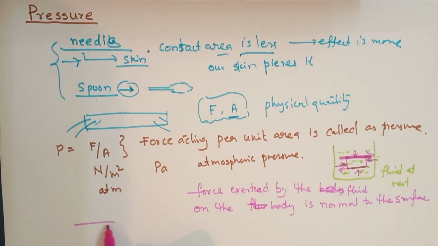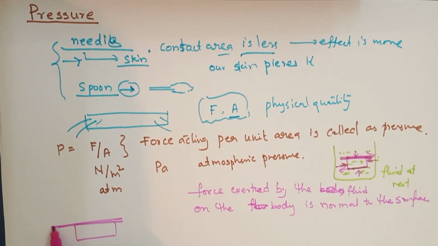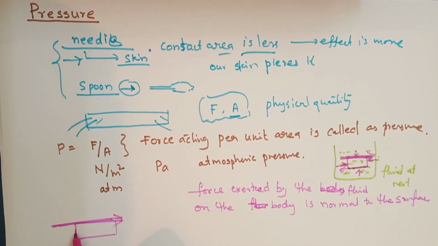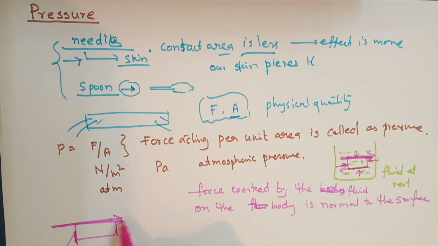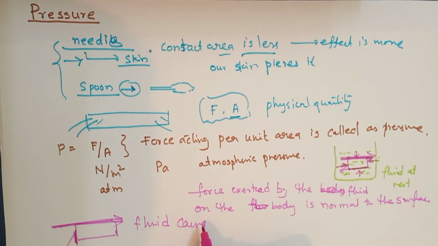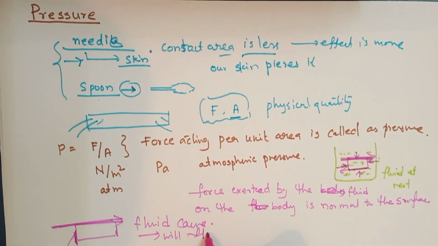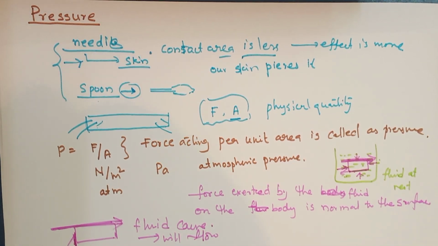When such forces are tangential to the surface like that, what happens? The fluid will be caused to flow. Our fluid will flow. But this does not happen because the fluid is at rest. So only the forces perpendicular to the surface are there.